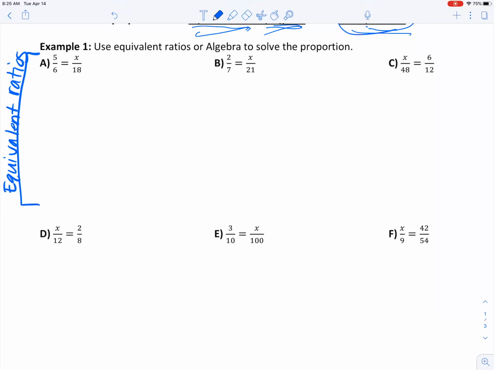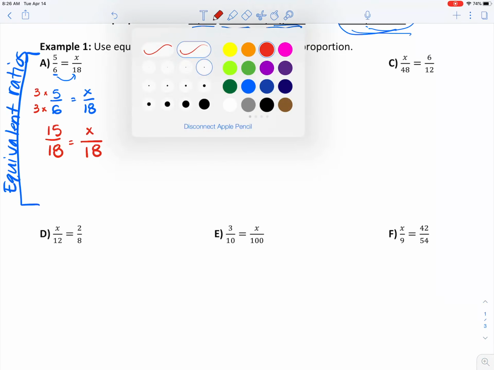Now, if you have some good quick number sense, you might notice that you can get 6 into 18 just by multiplying by something. So I'm going to rewrite this, 5 over 6. If I multiply 6 by 3, I actually get 18 on the bottom. Okay? Well, if I multiply that 6 by 3, I also have to multiply the top number by 3. So 3 times 5 is 15. All right, and that is equal to my x over 18.